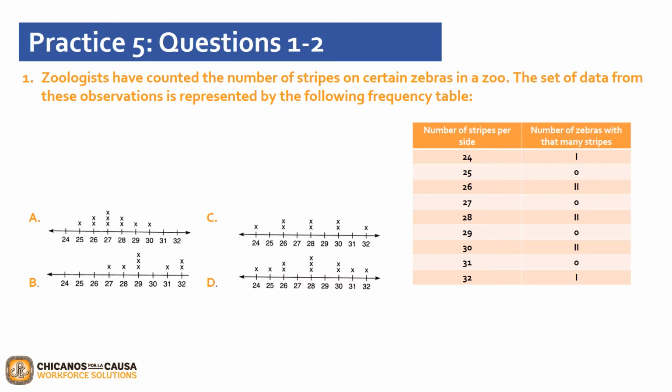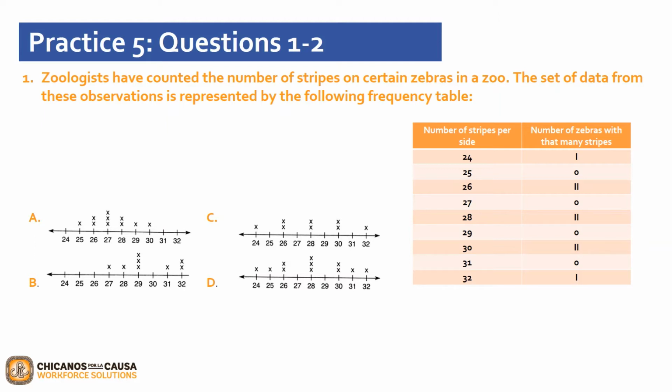Let's look at the second row of our frequency table. The second row states that we have 25 stripes per side and that 0 zebras have that many stripes. So looking at options C and D, we know that answer D cannot be correct as it has 1 X over the digit of 25, meaning that on that line plot, it states that one zebra does have 25 stripes per side, but our frequency table does not match that. But let's go ahead and look at C just in case to confirm.